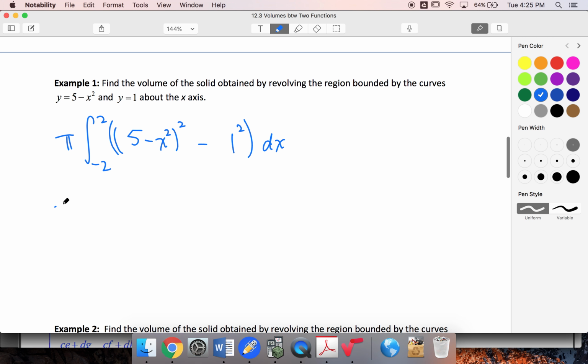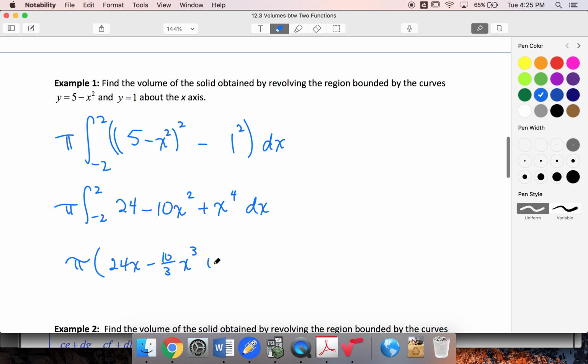All right, so simplifying, pi, integral from -2 to 2. I'm going to have 25 minus 1, so that's going to be 24, minus 10x squared plus x to the 4th. And now I can integrate: 24x minus 10/3 x cubed plus 1/5 x to the 5th, evaluated from -2 to 2. I'll let you go ahead and do that evaluation because that's not the important part of this learning.